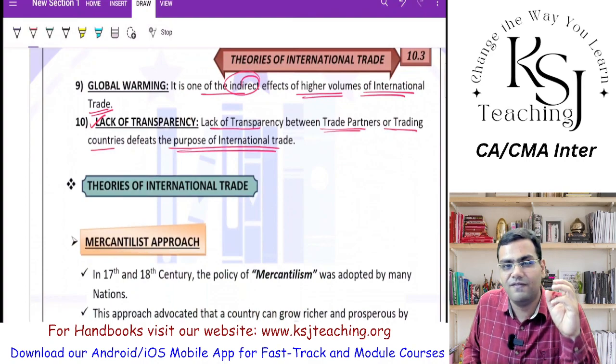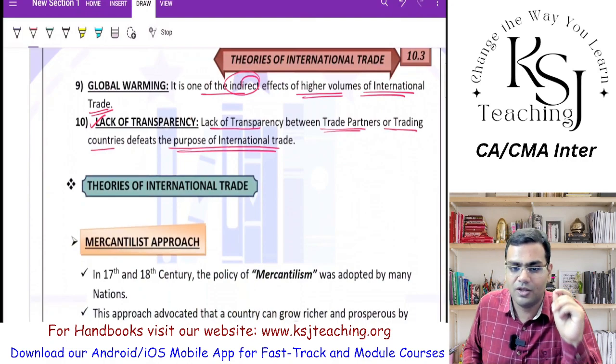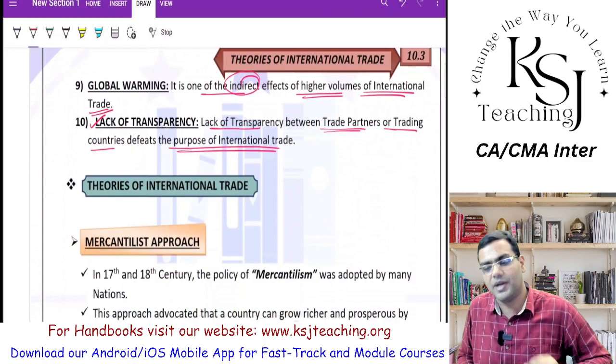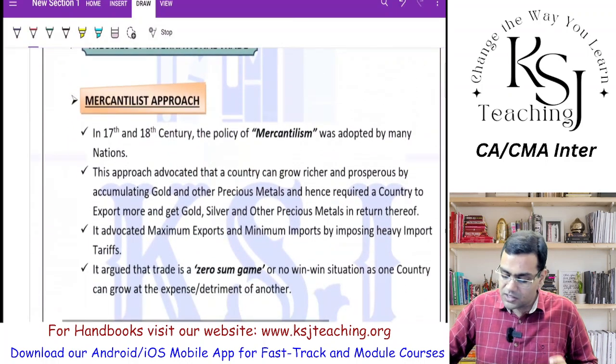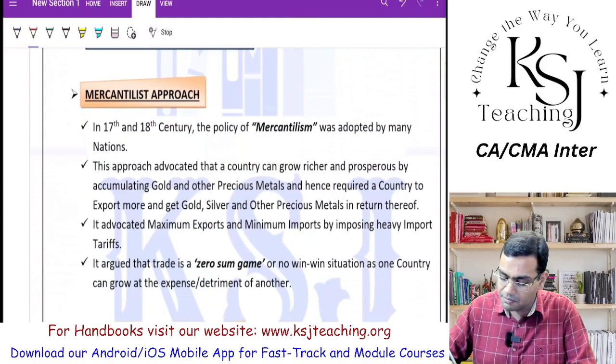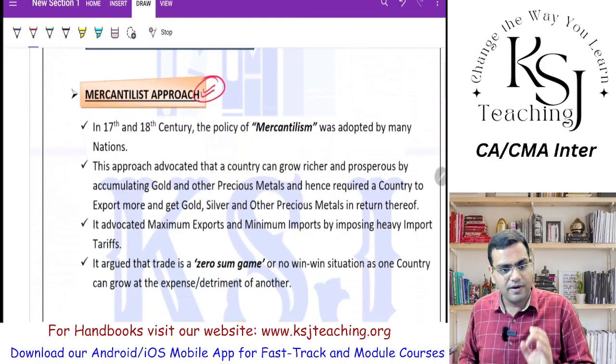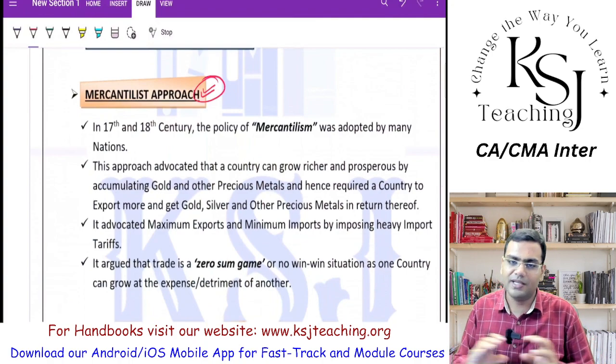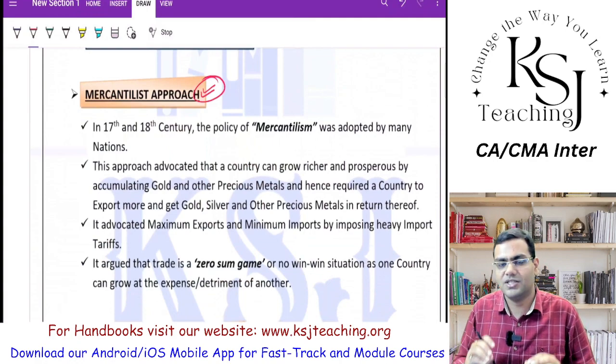Now, these theories are very, very important, right? One or two theories can definitely be asked in the examination from international trade. So the first theory is the mercantilist approach, one of the oldest approaches, right? Not that applicable in today's scenario.